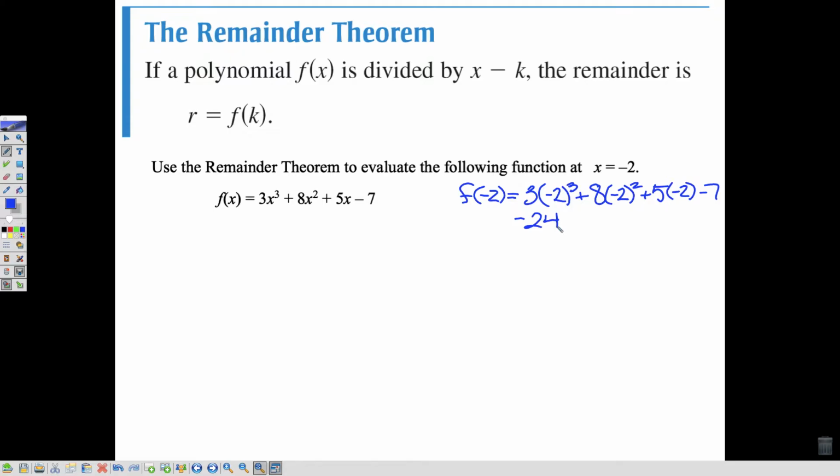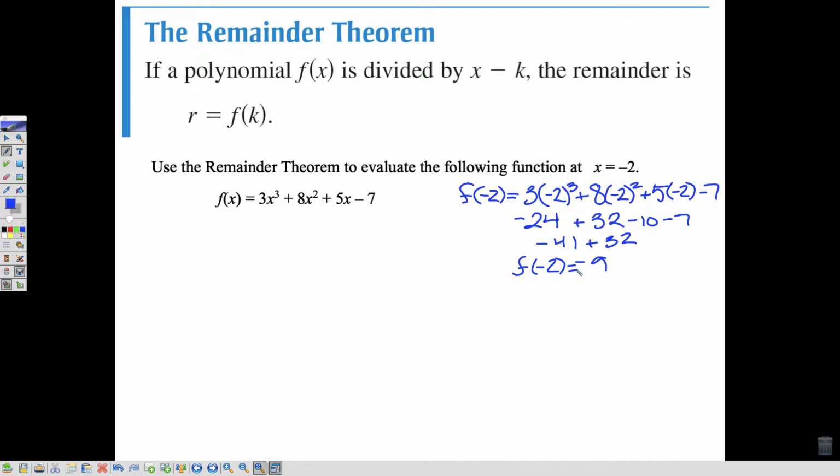-2 squared is 4. 4 times 8 is 32. And then I have -10 minus 7. Okay, so this is -34, and so that'd be -41. So -41 plus 32 is -9. Okay, so I had to do all that work to get f of -2 was -9.